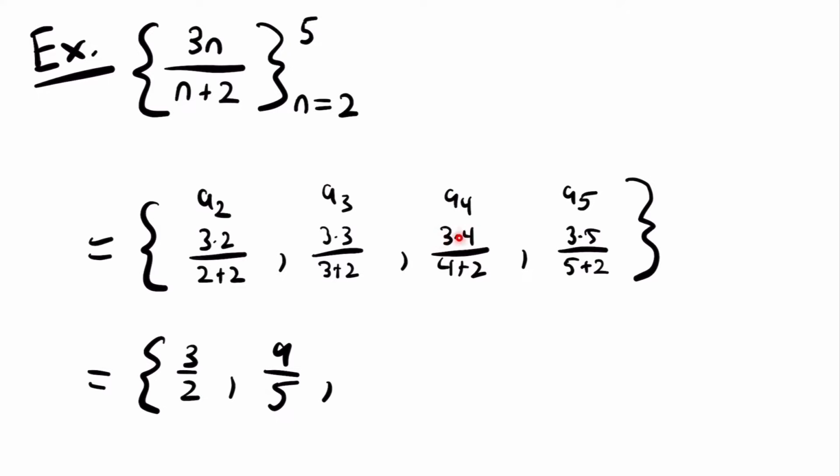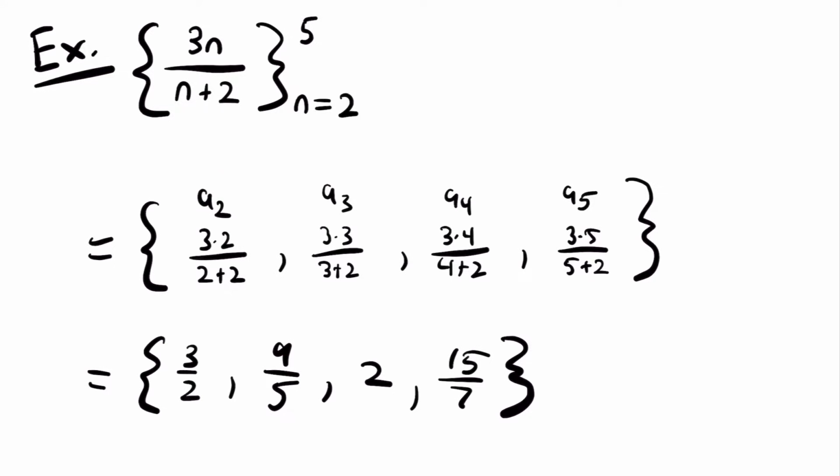And so we have 12 divided by 6, which is just equal to 2. And then our final term is 3 times 5 divided by 5 plus 2. So we have 15 divided by 7. And so 15/7 is the final term of our sequence. And so these are the terms for this sequence. All right, so just be aware of that notation.